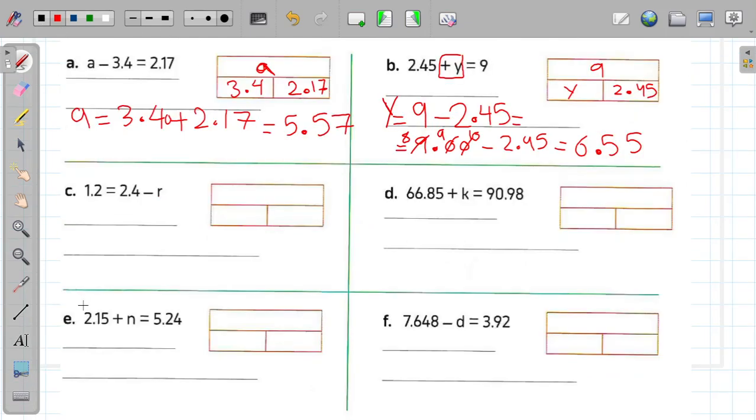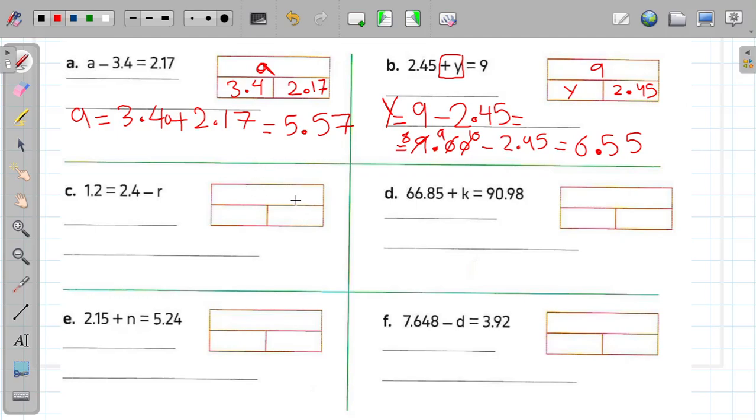The third one here, I have 1.2 equals 2.4 minus r. Okay, so is r a total or a part? R is the number that we subtract from the big number. So the big number here is 2.4 and the small number here is r. So r is a part and 2.4 is a total and 1.2 is also a part.